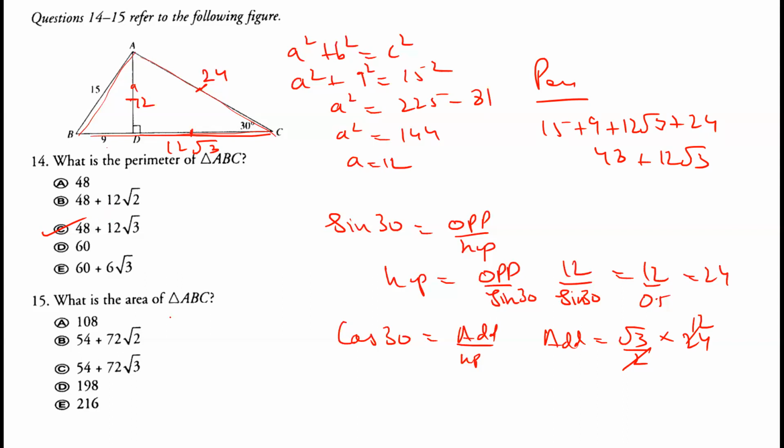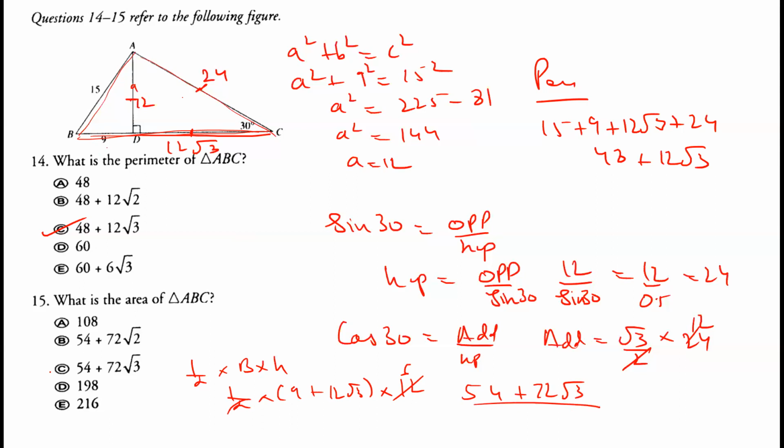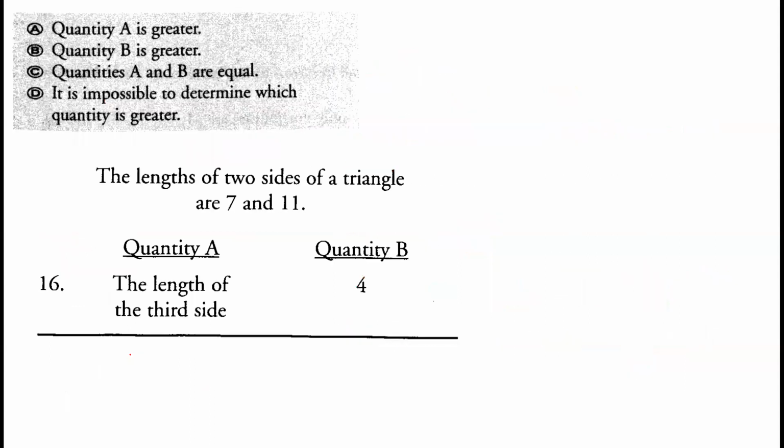And now what is the area of A, B and C? So area is half into base into height. What's your base? Base would be 9 plus 12 under root 3. And what's your height? Height is your 12. So 2 sixes are 12, 6 nines are 54, and 12 sixes are 72 under root 3. So 54 plus 72 under root 3 is option C. So option C is correct.